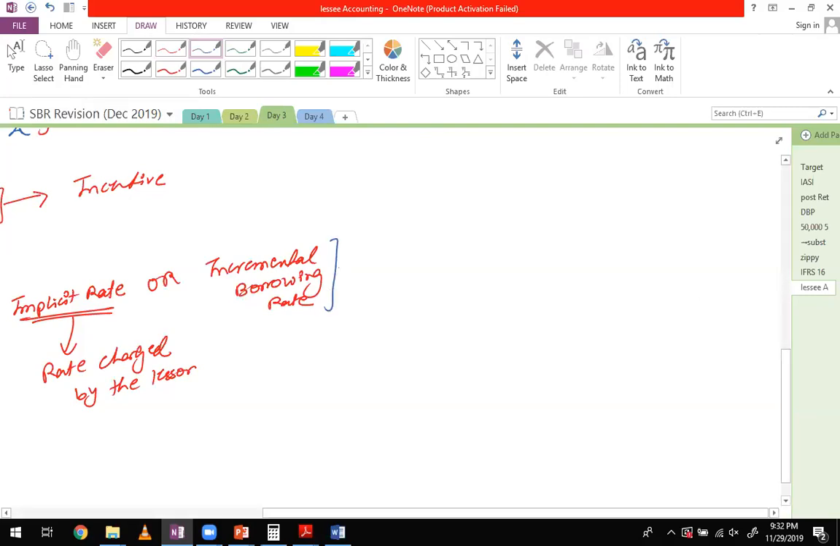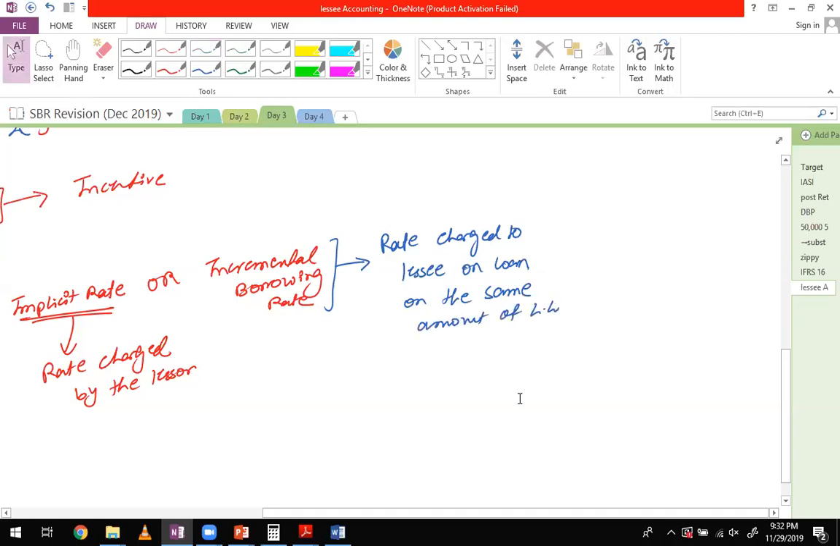We can call that a lessee rate as well. Now, what's an incremental borrowing rate? Incremental borrowing rate is basically the rate charged to the lessee on a loan on the same amount of the lease liability. So if the lessee would have gone to take a loan of the same amount as the lease liability, what rate would have been charged by the bank? That rate is what is called the incremental borrowing rate. So we actually assume that the lessor would also be charging approximately a similar rate to what any other bank would have charged on a loan of the same amount.